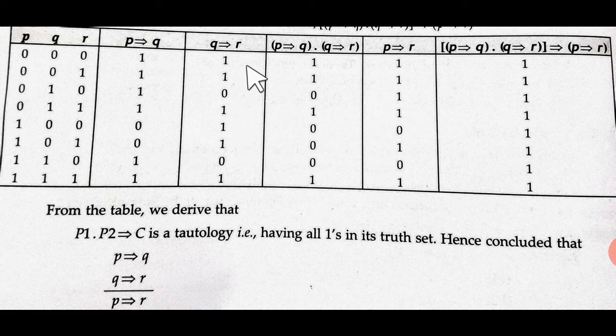Then Q conditional R. You have to find where the antecedent is true and the consequent is false. There we produce 0. So that is why it is 0. So we get this output for Q conditional R, that is 1, 1, 0, 1, 1, 1, 1, 0, 1.